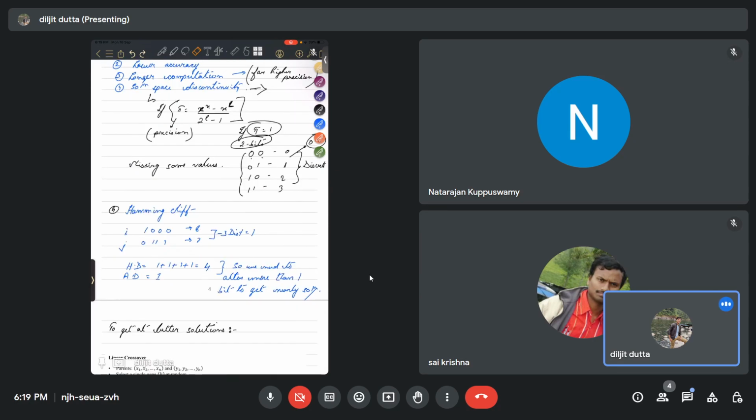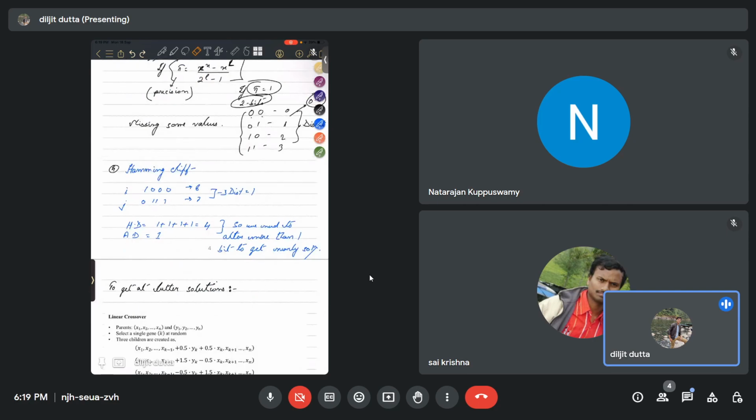And lastly, there is the Hamming cliff. There is a term called Hamming distance, and it is defined as the bit to bit difference between two solutions or two population samples. If we take the first bit and compare each bit, for the first bit the difference is 1, the second bit also 1, the third bit 1, and the fourth bit also 1. So our Hamming distance is 4.